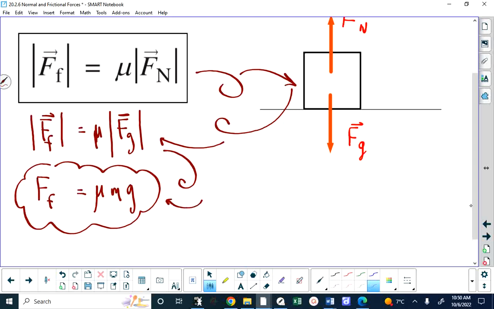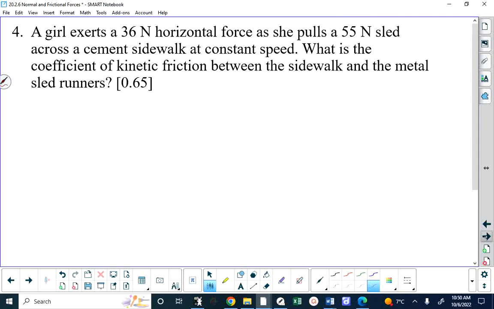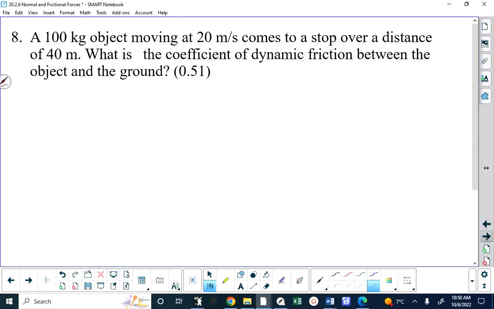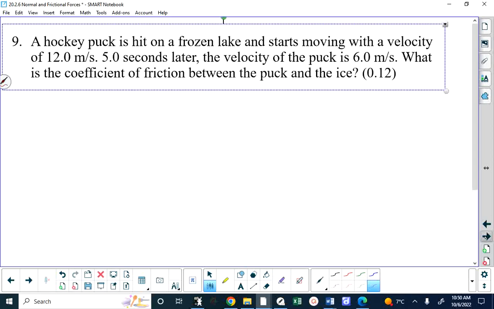There's some physics going on here. This that I've got up here is physics. Putting numbers in is math. Really, it's using your calculator. So with all that being said, I just want to jump ahead and take a quick peek at question 8 and 9. Question 8 was missing an answer. I believe it's 0.51. And question 9 is missing an answer. I believe it's 0.12. Okay.